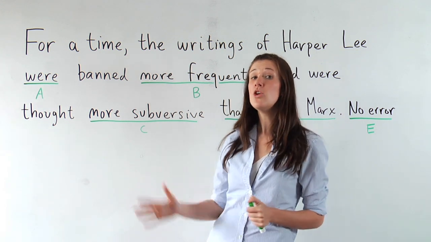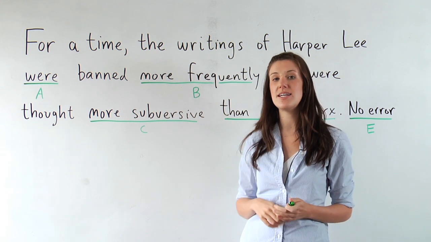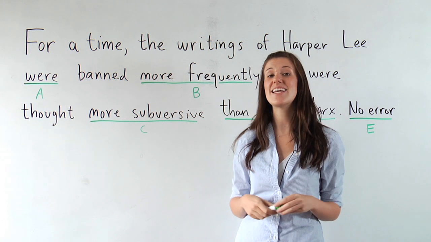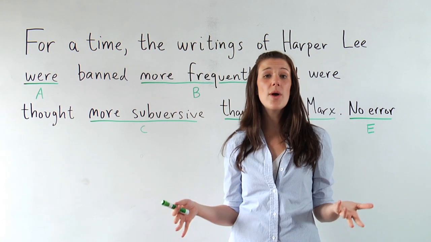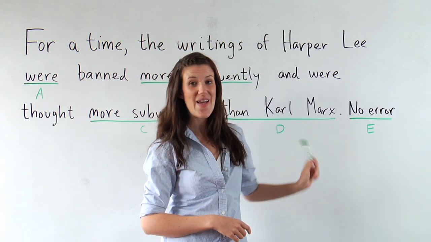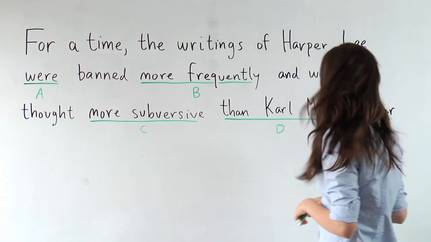So the goal here, you've got a sentence written up here on the board behind me. Different parts of the sentence are underlined, and it's your job to find the part of the sentence that contains the error. And if there's no error in the sentence, then you've got answer choice E, which is no error. Okay, so let's take a look at this one and see what we can find.